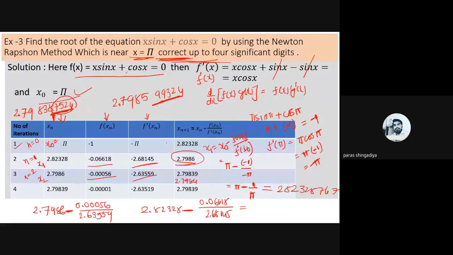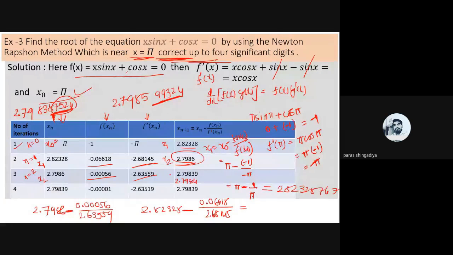Okay, here in this first iteration, that is x1, that is x2. So here we match both answers. Here it is 2.82328, the 4 digits after the decimal 8232, and here the 4 digits after the decimal are 7986. So they are not matched. The digits after the decimal are not matched, so we'll repeat this procedure.